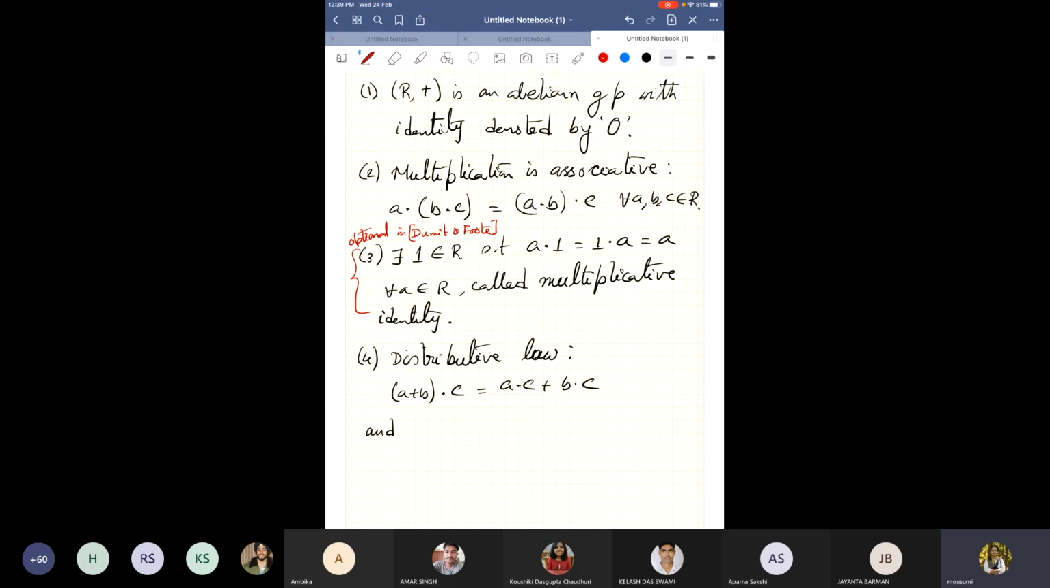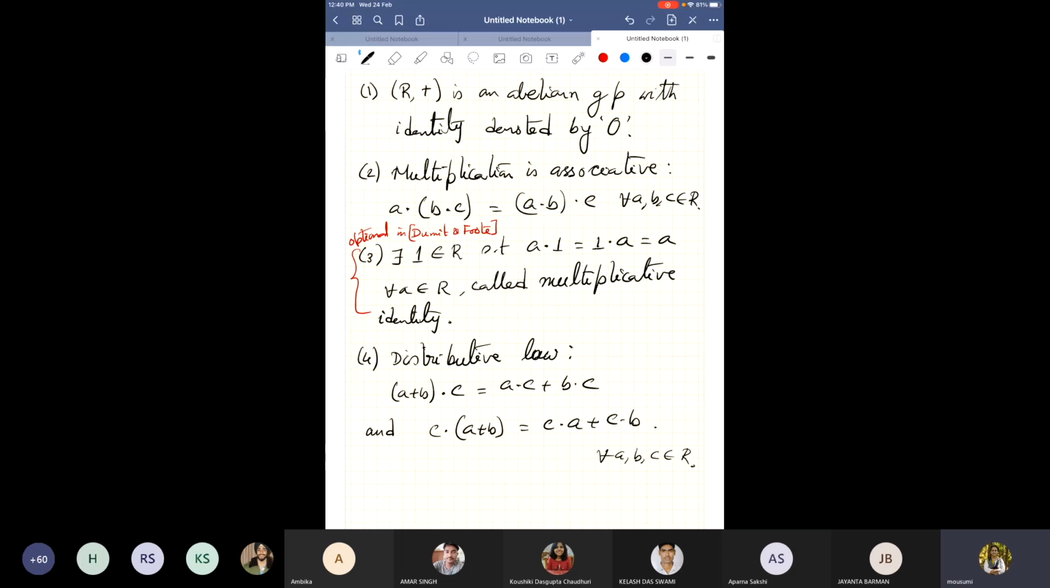Is it fine? Yes, ma'am. Okay. So now this distributive law says that it is the same as A dot (B plus C) is equal to A dot B plus A dot C, and (A plus B) dot C equals A dot C plus B dot C. This is for all A, B, C in R. So these are the four properties. If a set satisfies these with respect to two operations, then we call it a ring. So for us, the third property is not optional, it is compulsory.